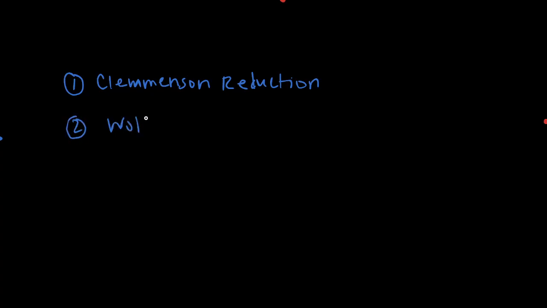So one of those is going to be called the Clemmensen reduction. And the second one is called Wolff-Kishner reduction. So these are both reduction mechanisms that you'll be using again a lot in a lot of different synthesis problems. And so it's important that you're familiar with the different reagents and the reaction conditions under which we can do each of these different reduction reactions. So there's two ways, like I said, to do this.